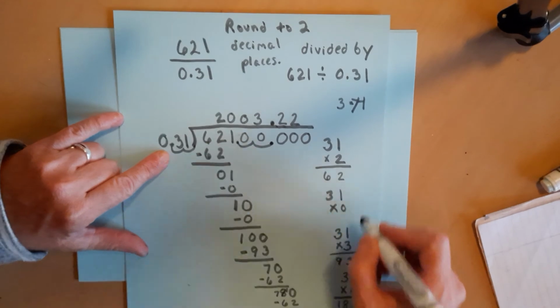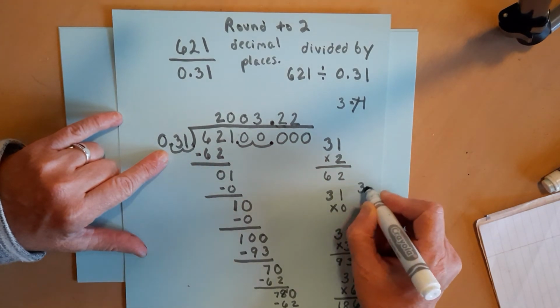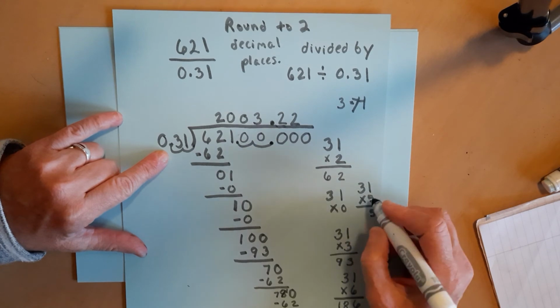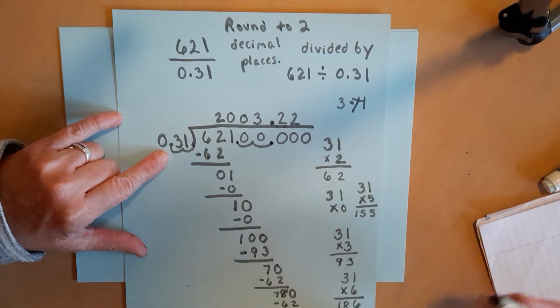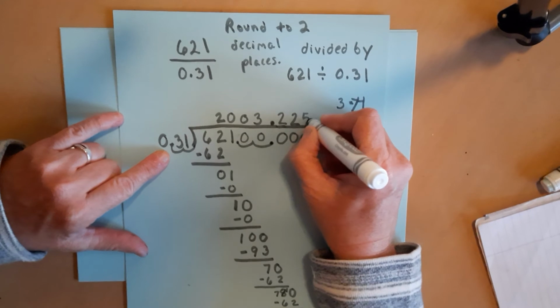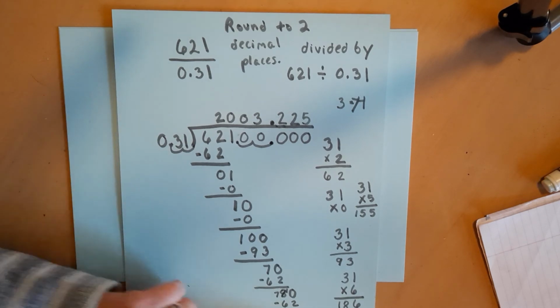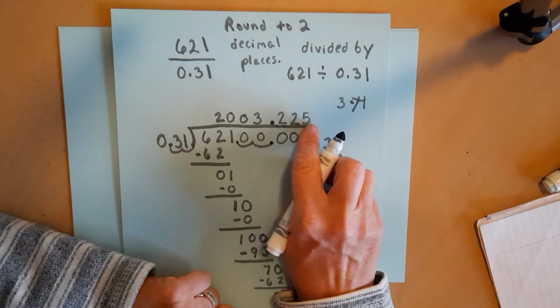So we're going to try 31 times 5. We'll put it right here. 31 times 5 is 155. So we'll put the 5 up here. 5 times 31 is 155. And you actually don't need to finish up that, because this would just keep on going. We've gone enough places now.